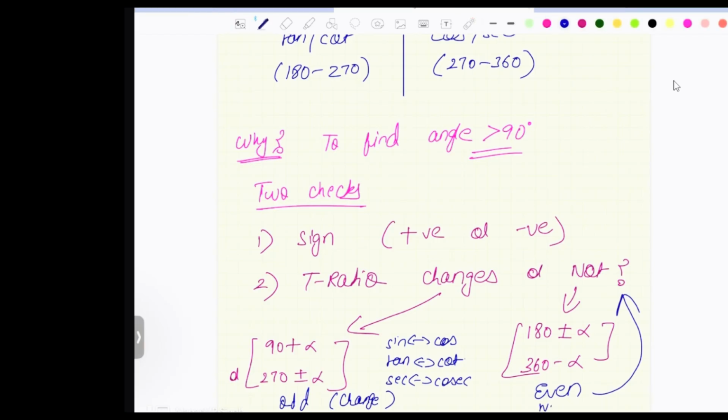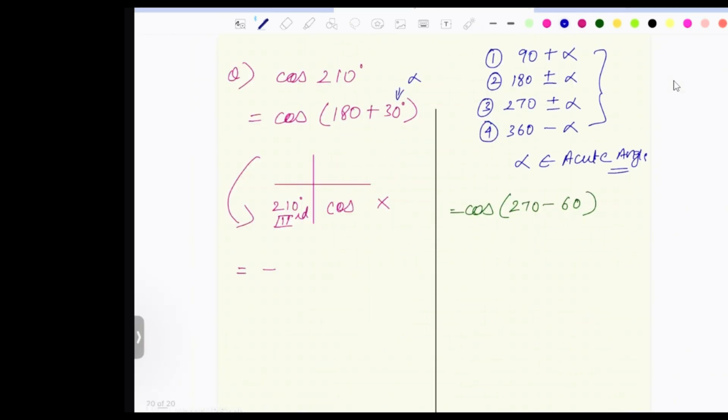Because it's even and we are not changing, my cos will remain as a cos. It's not going to change, and I'm just going to copy this alpha down. So the value is minus root 3 over 2. Done. That's it. Okay, clear? It will take some time for you to get used to it, but it's very easy. Once you get a hold of it, you hardly need 30 seconds to decide what is the angle.